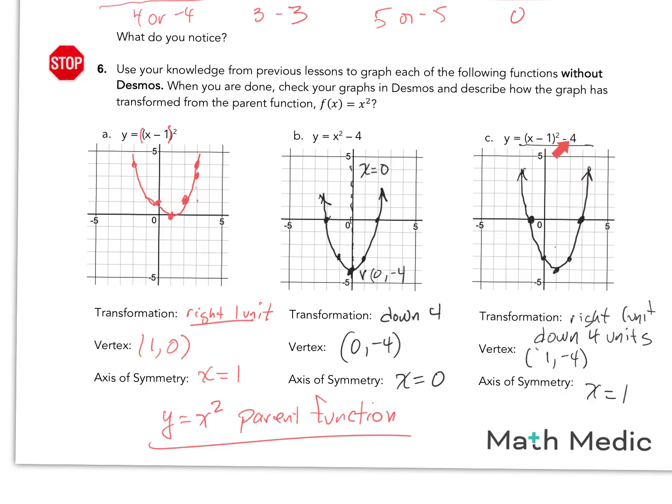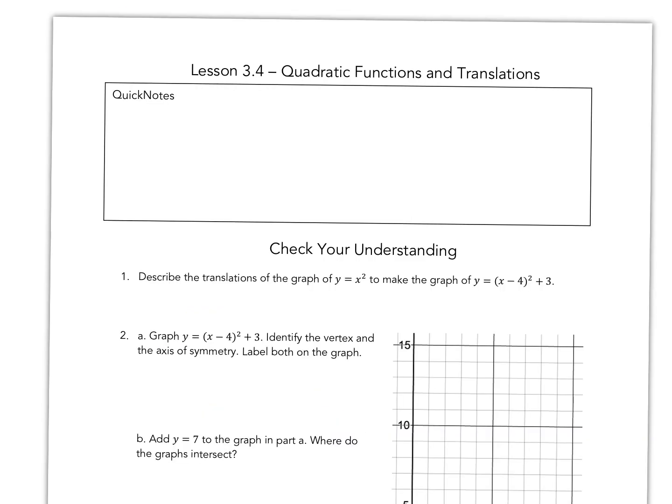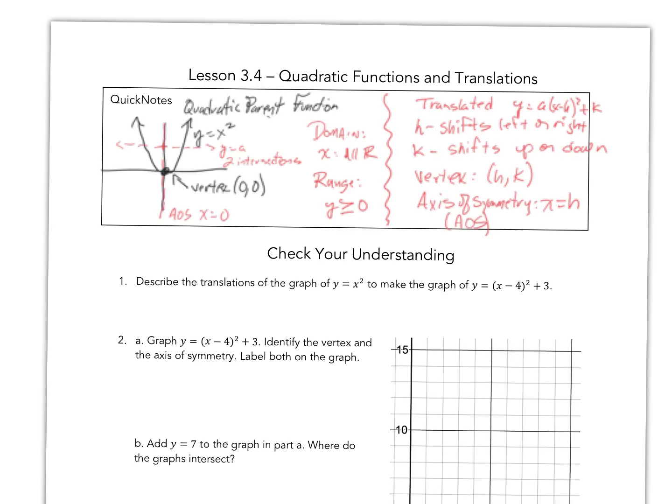This value here on the outside of these parentheses just simply drops it down or up. If it's positive, it goes up. If it's negative, it goes down. This type of transformation is fairly straightforward. Okay, so we're going to do some quick notes. I'm going to write these out really quickly and then I'm going to walk you through them. Okay, so if you're doing this at home, pause the video and take these notes down and then come back and I'll go over it.